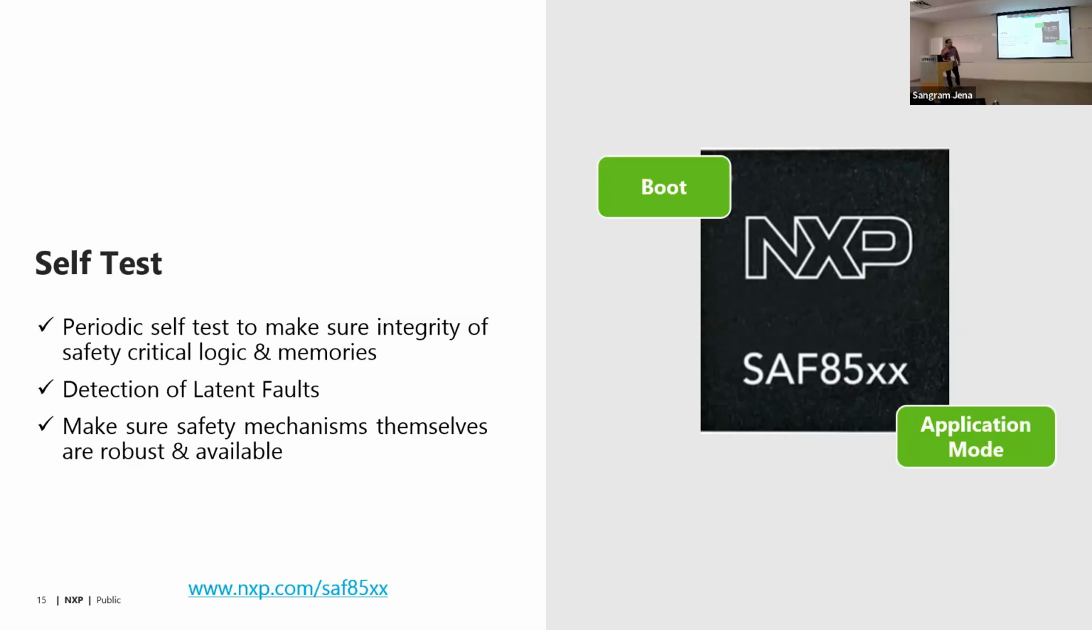You have to make sure that periodic self-tests are run so that the memories are in good shape, and that your logic, let's say digital logic or the control logic which is not a part of the MBIST, is in good shape. It also helps to detect latent faults, because safety mechanisms are present to detect faults in your safety critical logic. But if there are faults in your safety mechanism itself, self-testing will help you to detect them. It makes sure that safety mechanisms themselves are robust and available.